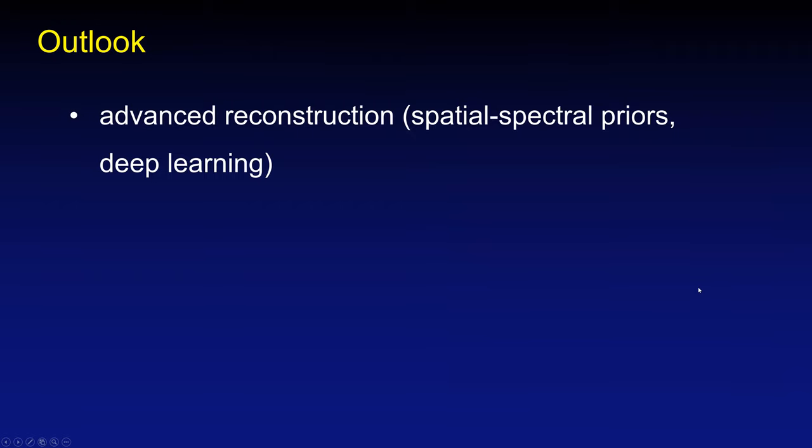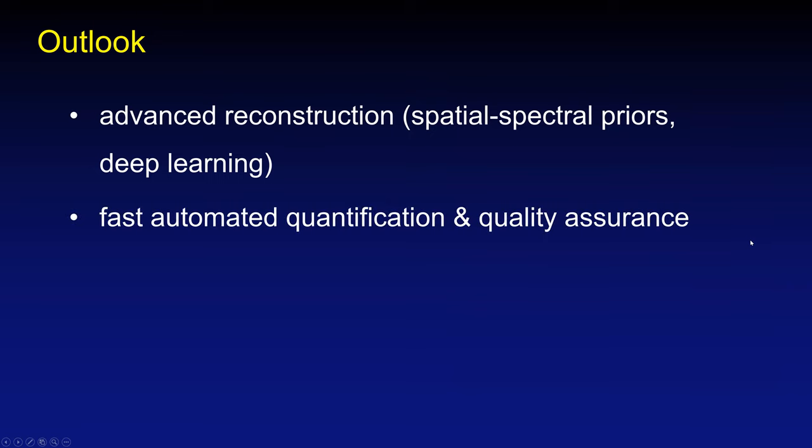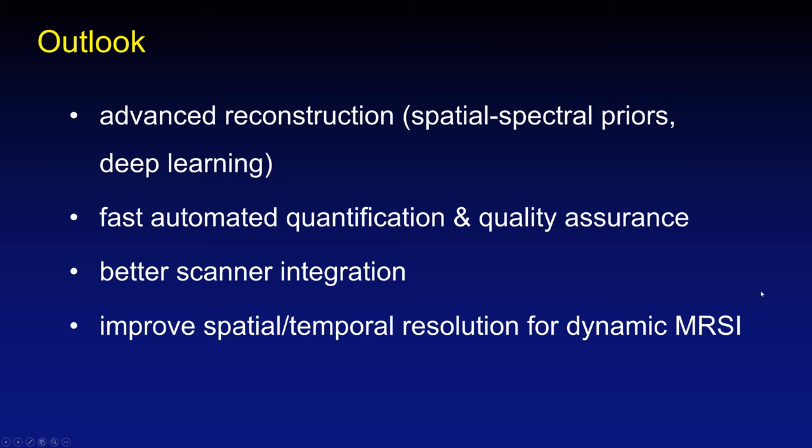So I've come to an end, maybe an outlook. I think we still have to work quite a lot and hard on the reconstruction to make this more straightforward, maybe implement this on the scanner. We need to include more spatial spectral knowledge, potentially deep learning approaches in those cases where those are really superior. And then we need to invest a lot in the automation of quantification and quality assurance to ultimately reach a better scanner integration. We are, for example, now working on an ICE reconstruction pipeline, but it's not very easy.